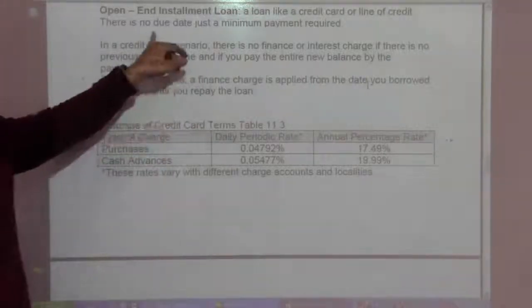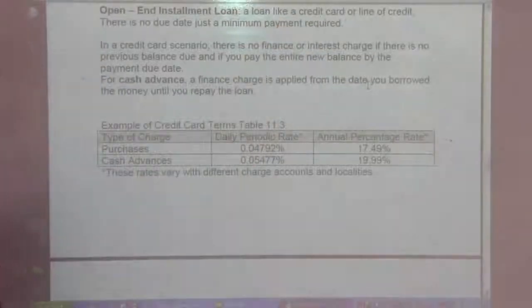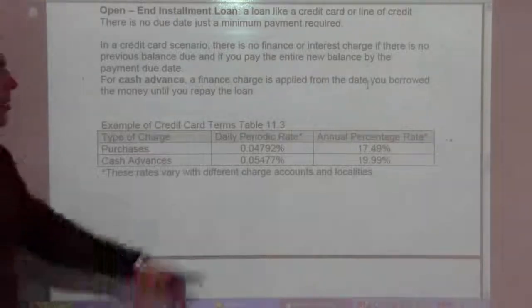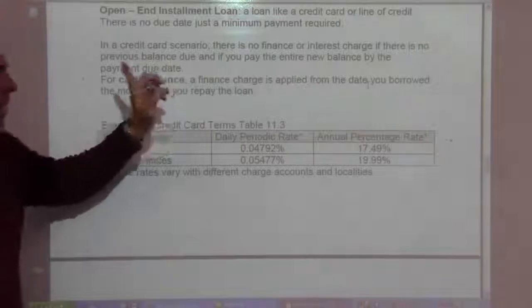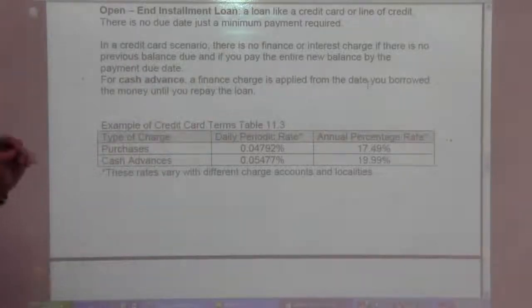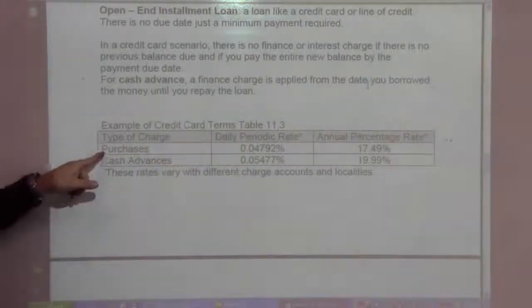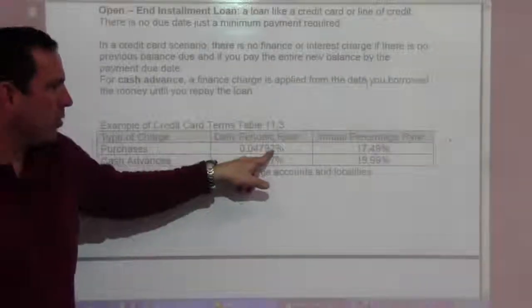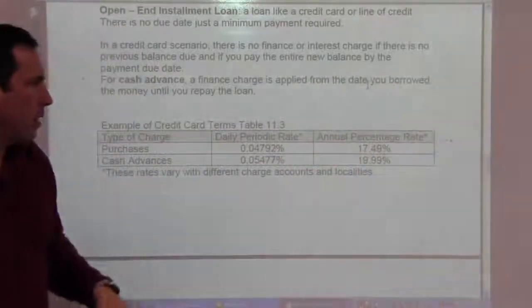So there's no due date, just a minimum payment due, usually at least the interest, sometimes a little more than the interest. In a credit card scenario, there's no finance or interest charge if there's no previous balance due and if you pay the entire new balance by the payment due date. For a cash advance, however, a finance charge is applied from the date you borrowed the money until you repay the loan. So this is an example of credit card terms. For purchases, you may pay a daily rate of 0.04792%, or an annual rate of 17.49%.